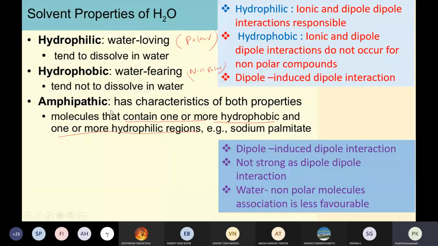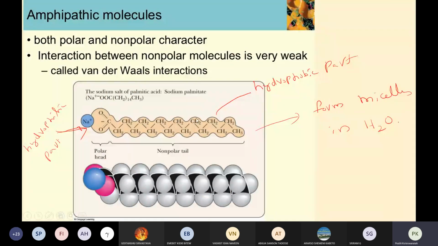And some compounds are amphipathic in nature, in the sense these compounds have both hydrophobic as well as hydrophilic regions. For example, you can see here, this is the palmitic acid. As we have already discussed in yesterday's class, palmitic acid is a fatty acid. It is sodium palmitate, and you can see here it has the hydrophobic tail, and it has the hydrophilic head group, the polar head group as well as the non-polar tail. So when such molecules are dissolved in water, they form micelles. As I told yesterday, micelles are single layered spherical structures. In this, the head groups are exposed to the aqueous environment, whereas the hydrophobic tails are buried inside.